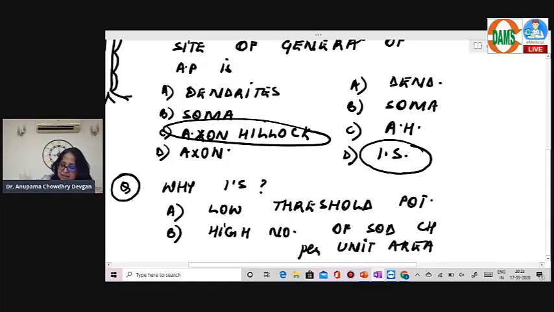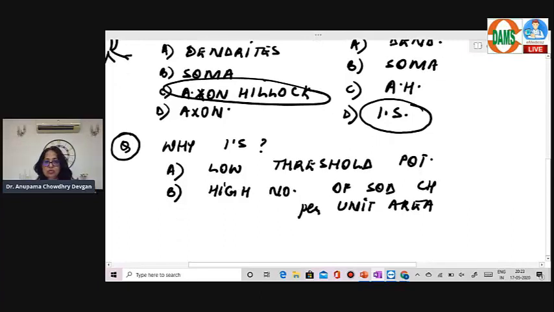Why does the action potential arise in the initial segment? Is it going to be a low threshold potential or a high number of sodium channels? The answer is a high number of sodium channels per unit area. Please remember, threshold potential will remain at minus 55. But in these areas, axon hillock and initial segment, it is easier to reach minus 55 because they have a high concentration of sodium channels per unit area.